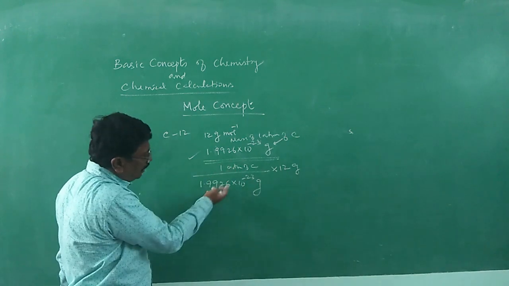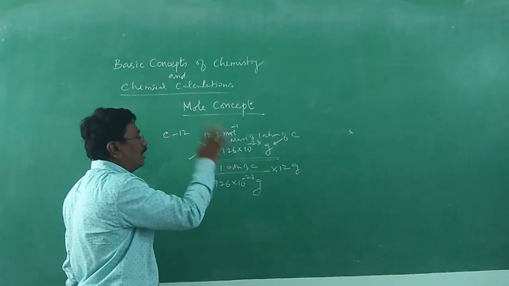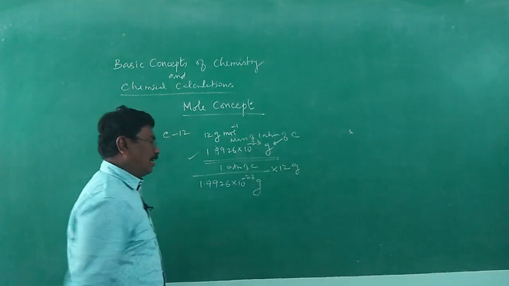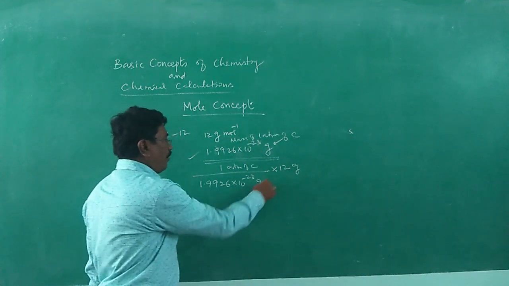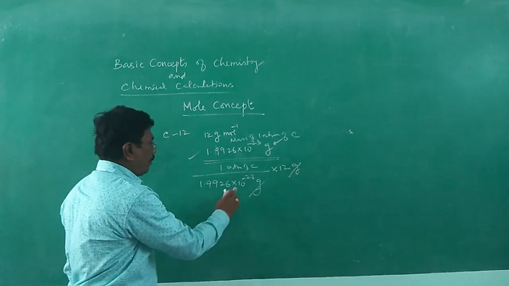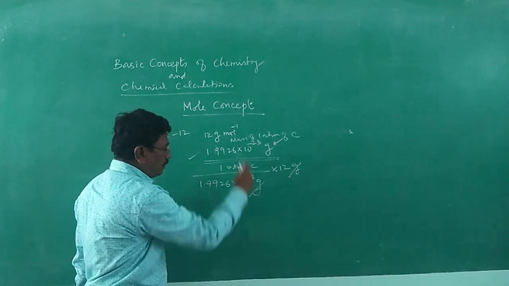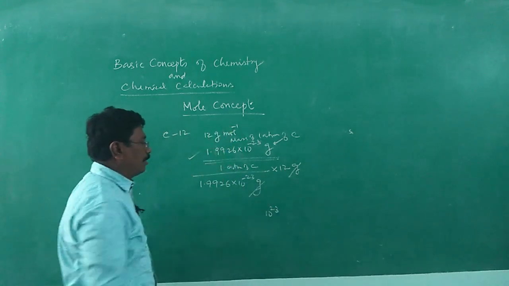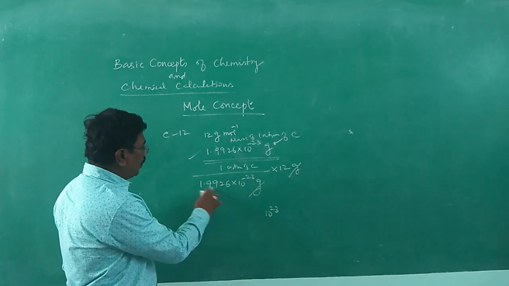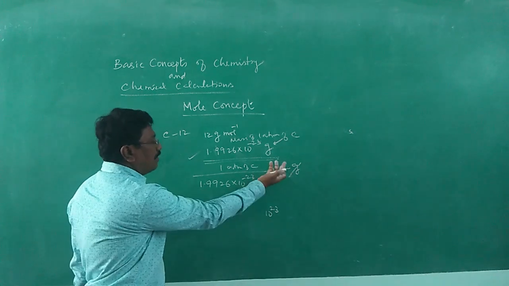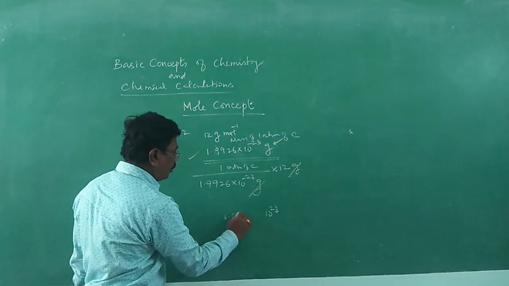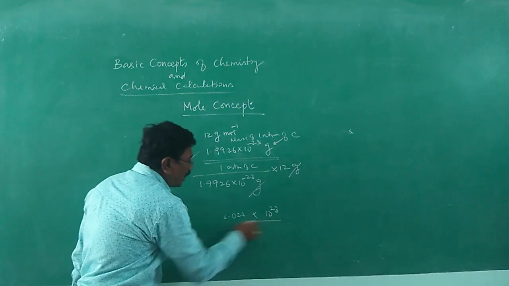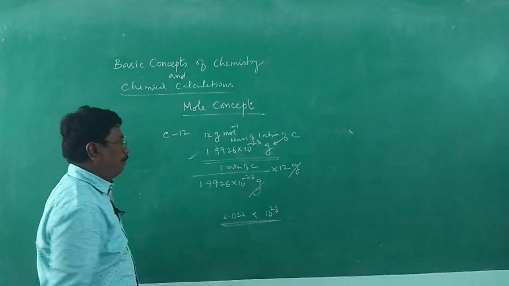1 atom of carbon has this much mass. Therefore, how many atoms will be present in 12 gram, we are calculating. So the number of atoms you will be getting: when 10 power minus 23 goes over to the numerator, 10 power 23 minus 23 becomes plus 23, approximately 6.022. These many atoms are present in 12 gram.